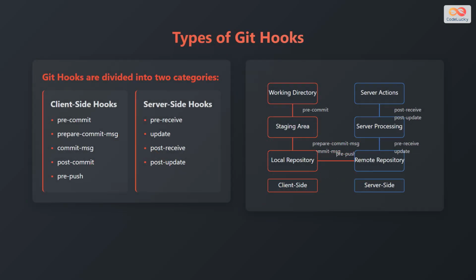Git hooks are divided into two main categories: client-side hooks and server-side hooks. Client-side hooks operate on your local machine. Examples of client-side hooks are pre-commit, prepare-commit-msg, commit-msg, post-commit, and pre-push. Server-side hooks, on the other hand, run on the remote repository. Examples of server-side hooks include pre-receive, update, post-receive, and post-update. This diagram shows how different hooks interact with your Git workflow on both client and server sides.